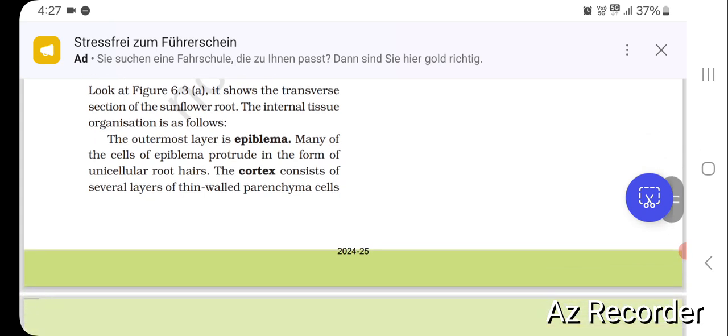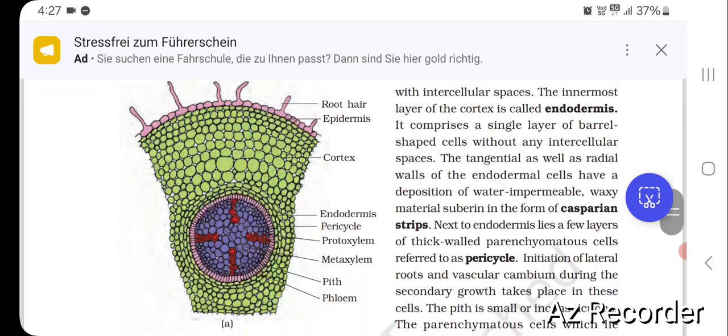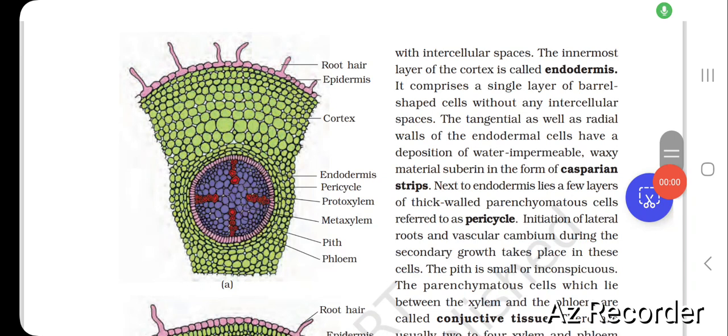The outermost layer is epiblema. Many of the cells of epiblema protrude in the form of unicellular root hairs. The cortex consists of several layers of thin-walled parenchyma cells with intercellular spaces. The innermost layer of the cortex is called endodermis. It consists of a single layer of barrel-shaped cells without any intercellular spaces.